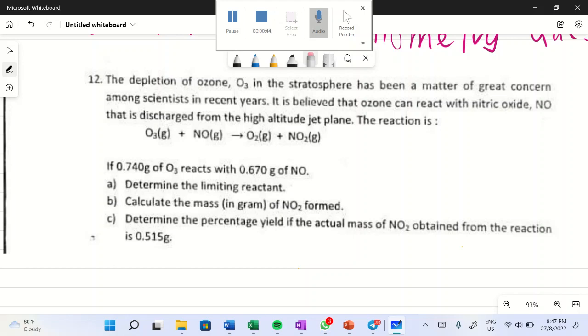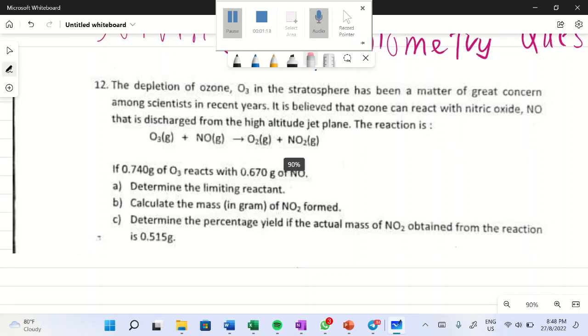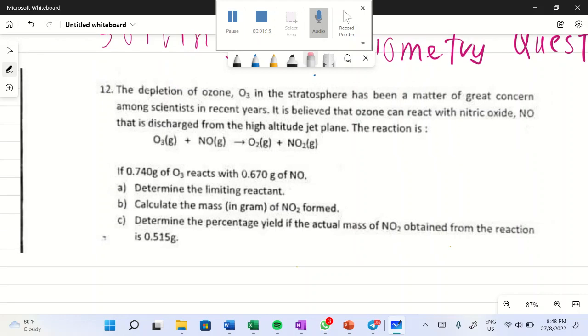If 0.740 gram of O3 reacts with 0.670 gram of NO, A. Determine the limiting reactant, and B. Calculate the mass in gram of NO2 formed, and C. Determine the percentage yield if the actual mass of NO2 obtained from the reaction is 0.515 gram. So, before we do the question, we have to look at the information given.